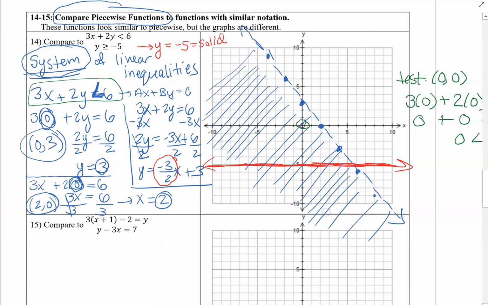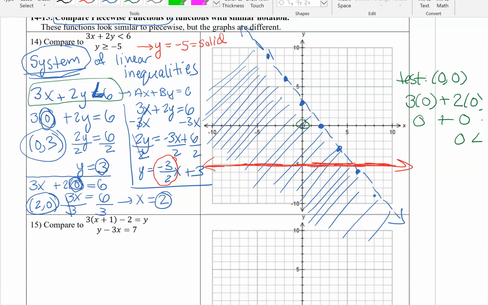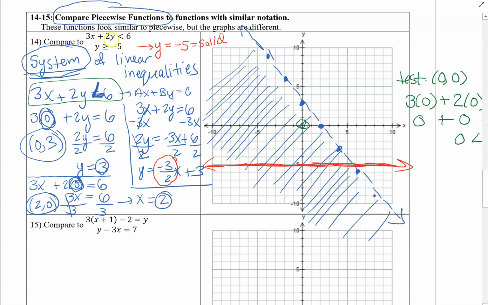For the red line, I can just look at the direction of the inequality because it's in terms of y. So when y is alone, when it's like y is greater than or equal to something or less than or equal to something, then you can just look at the inequality. So I know that it's greater than or equal to -5, which tells me that I should shade above.